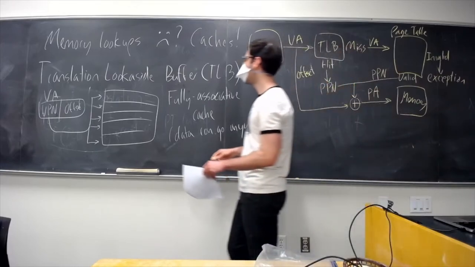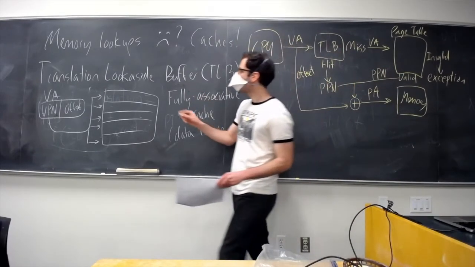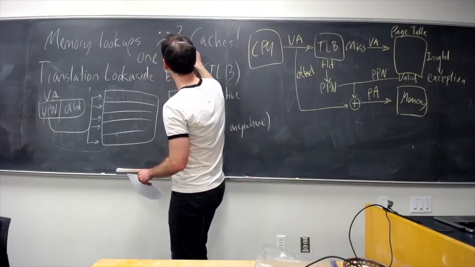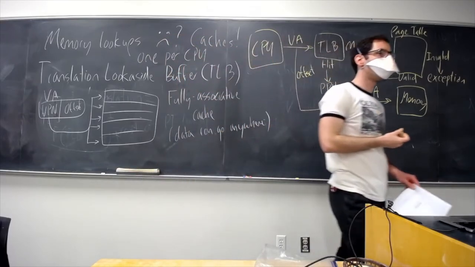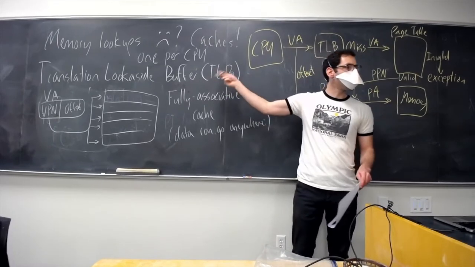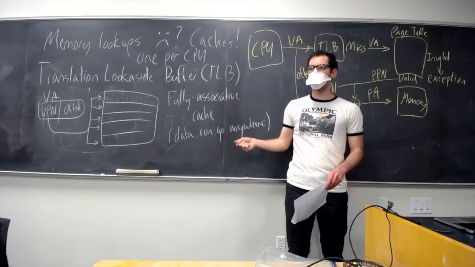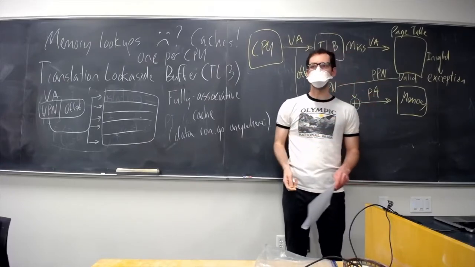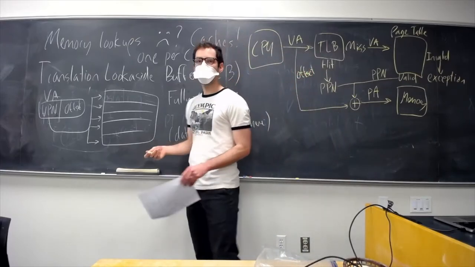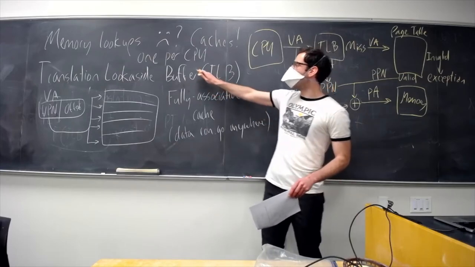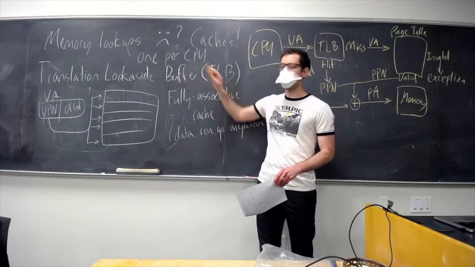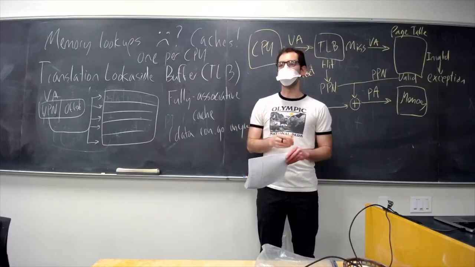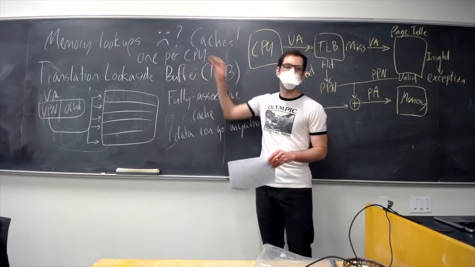Is there one TLB cache per system or one per processor? Like, do I have a four-core processor and four TLB caches? Yes, excellent question. This is one per CPU. So we want this cache to be really, really fast. And the next way to make a cache really fast is to put it literally as part of the CPU, right next to the processor. And so that means we'll have one of these per CPU, which, as we'll get to, will cause some complications versus just having one that's shared by all CPUs. But yes, for performance, we need this to be one per CPU.